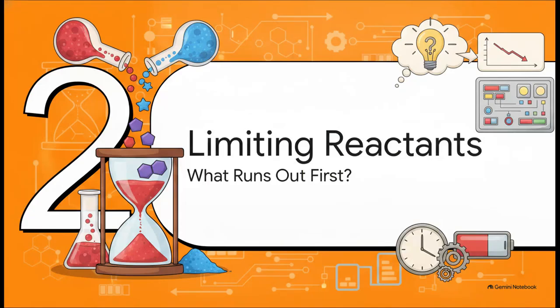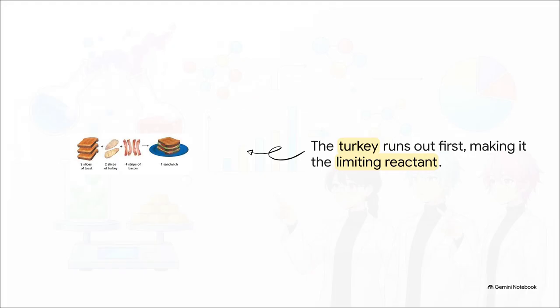Moving on to part 2, finding limiting reactants, basically what runs out first. To figure out how much product we can actually create, we first need to pinpoint our limiting reactant. The classic sandwich analogy really hits the nail on the head here. Imagine you've got 3 slices of toast, 2 slices of turkey, and 4 strips of bacon. How many full sandwiches can you actually put together? Just 1. Why? Because your turkey runs out first. That makes the turkey your limiting reactant. It literally restricts your total production, even though you've got leftover bread and bacon just sitting there on the counter.